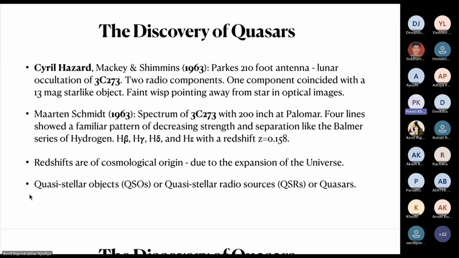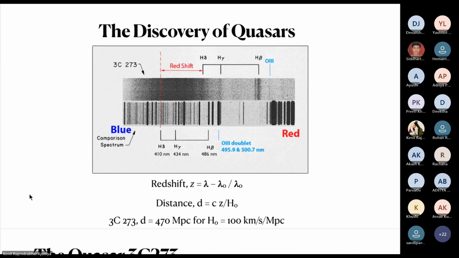Next slide. This is the spectrum which Martin Schmidt obtained. On the top is the spectrum of 3C273, the top gray spectrum, and the bottom is the comparison spectrum, showing the Balmer lines, H beta, H gamma, H delta, in the laboratory frame. You can see that he was able to identify these lines on the basis of their relative intensities and their separations.